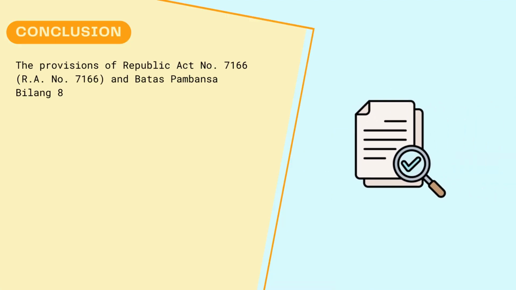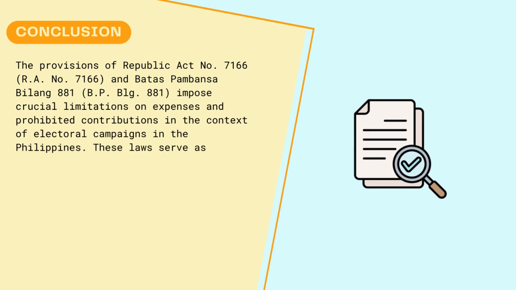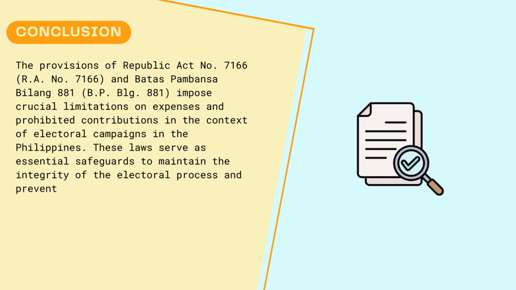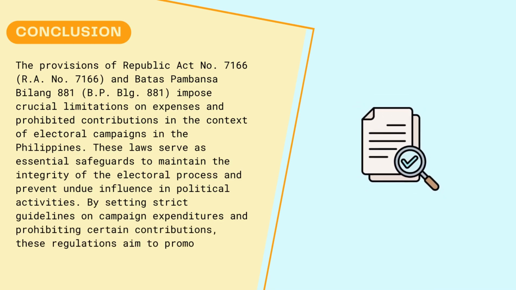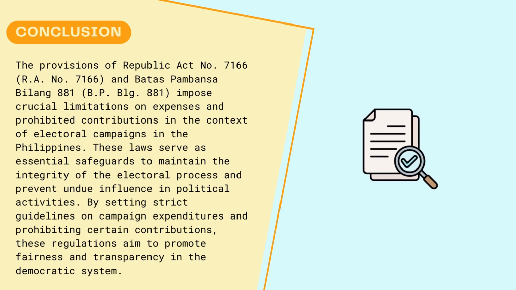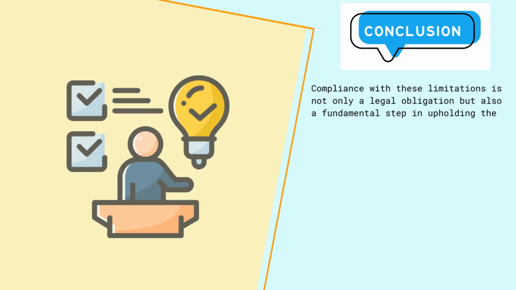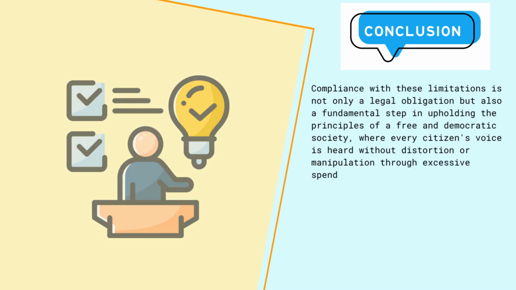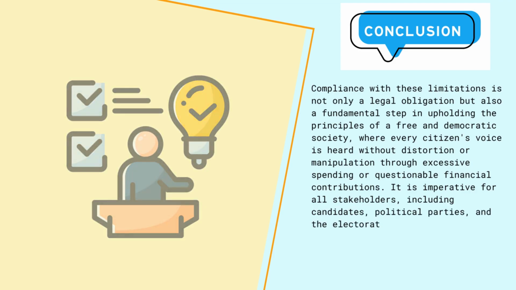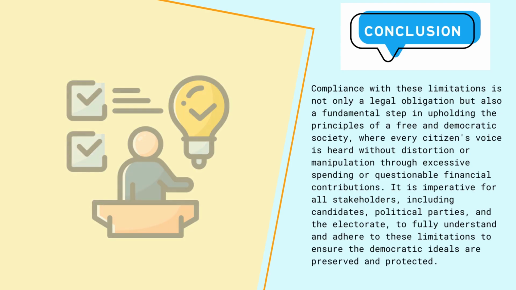In conclusion, Republic Act No. 7166 and Batas Pambansa No. 881 establish vital restrictions on campaign expenses and prohibited contributions in Philippine elections. These laws safeguard the electoral process, promoting fairness and transparency. Compliance is not just a legal duty, but a cornerstone of a free and democratic society, ensuring that every citizen's voice is untainted by excessive spending or questionable financial support. It is crucial for candidates, political parties, and voters to grasp and uphold these limits to preserve and protect democratic ideals.